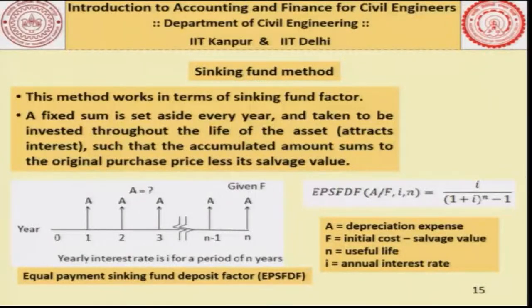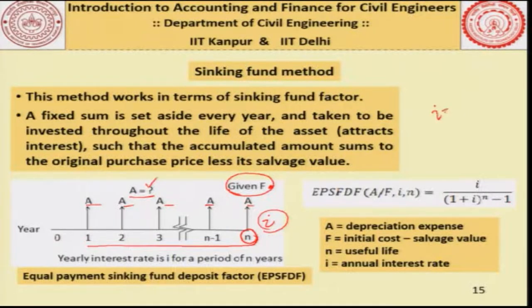This is something which we had actually done earlier in the equal payment sinking fund deposit factor method, where we said that, well, given an F, what should be an annualized A in a manner that over a period of n years, if the rate of interest was I, this A should grow to F. So, this is something which is known to us by this formula, that is I divided by (1 plus I) to the power of n minus 1.